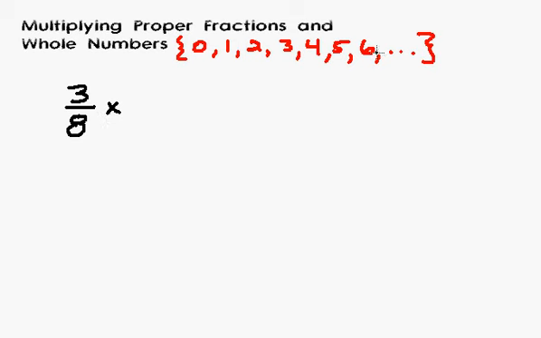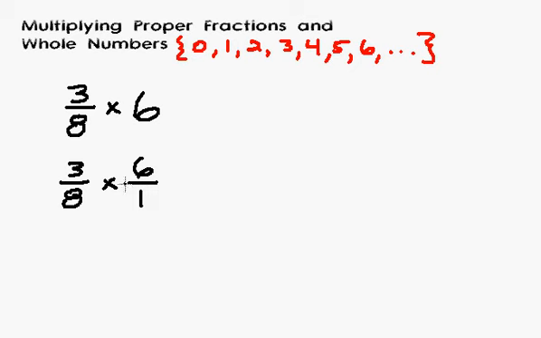So let's just pick a whole number here. How about we multiply that by 6? 3/8 times 6. So we have a proper fraction times a whole number. Well, you remember when you're multiplying fractions, you just multiply the numerators and multiply the denominators. Well, 6 here is not written as a fraction, but it's really easy to write it as a fraction. Any whole number can be written as a fraction by just putting it over 1.